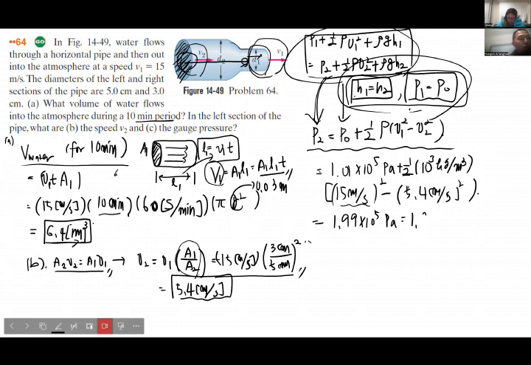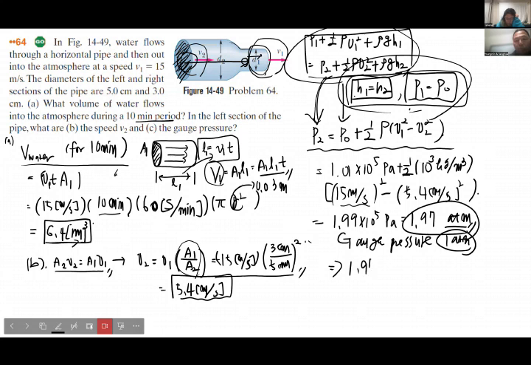That is the same as about 1.97 atm. So in order to find the gauge pressure, you just have to subtract the atmospheric pressure of 1 atm from this number. So the gauge pressure is 1.97 atm minus the 1 atm of atmospheric pressure. So that is 0.97 atm, which is 9.8 times 10 to the 4 Pascal.